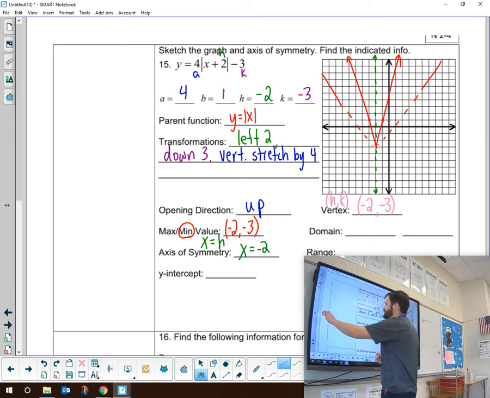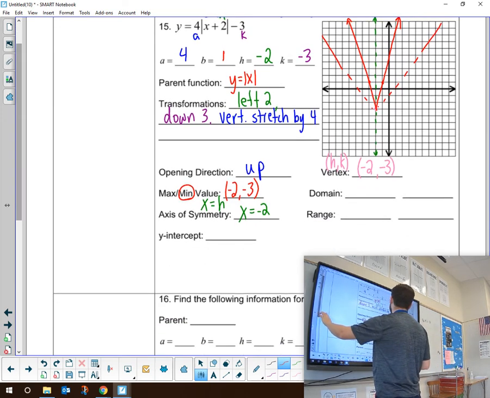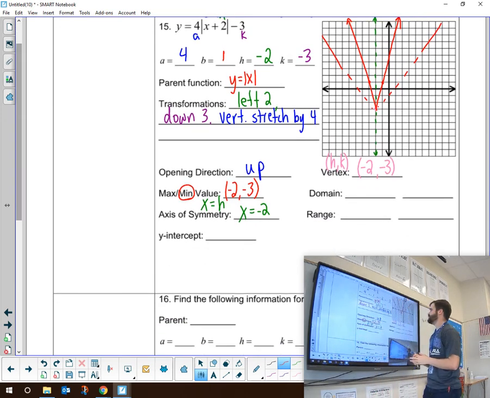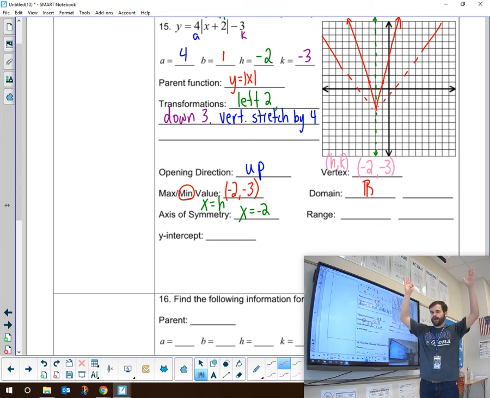Last but not least, let's talk real quick about domain and range and our y-intercept. My domain is going to be all real numbers, as always. But Mr. Martin, it's going more up. It's not going out to the side. That doesn't matter. This arrow is eventually going to cover everything to the right, everything to the left. Remember, domain is everything right and left. But we can also say that's -infinity to positive infinity.